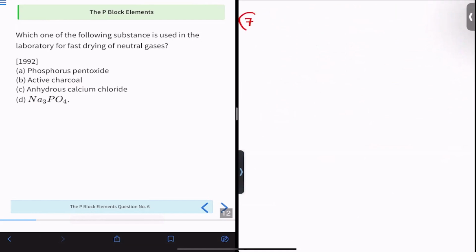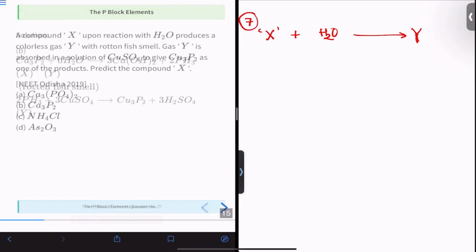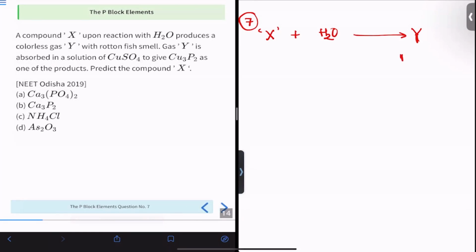Question number 7 says a compound X reacts with water to produce a colorless gas with a rotten fish smell. Which compound has a rotten fish smell? If you remember, it's phosphine. Phosphine means PH3. The gas PH3 has a rotten fish smell.